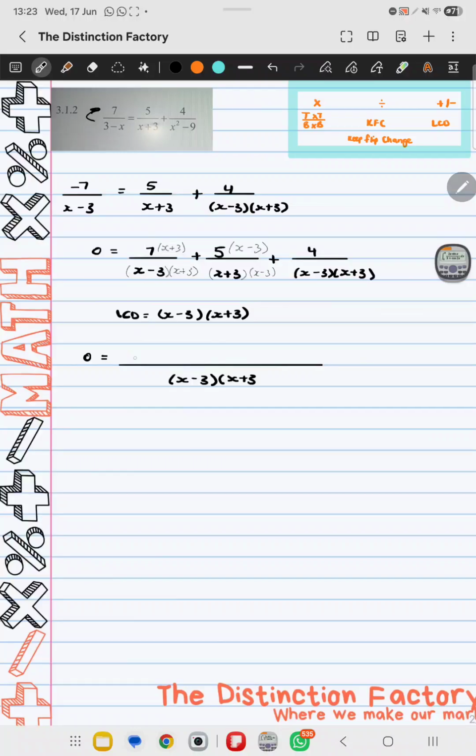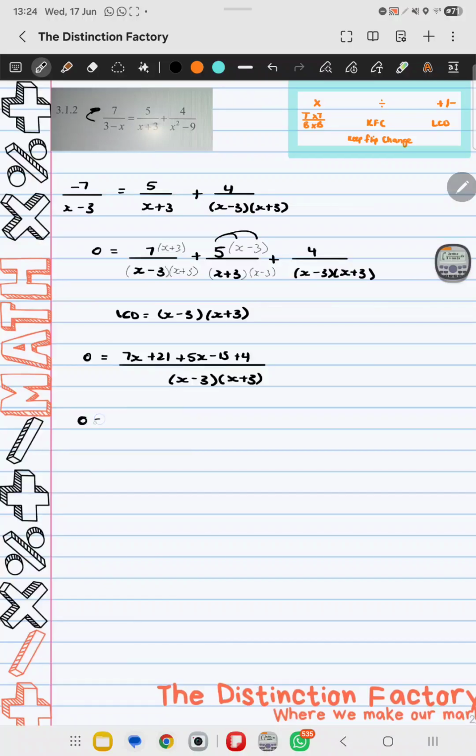So we can take the 7 and multiply it out. So it becomes 7x and a positive 21. We'll take this 5 and multiply it out. So that becomes a positive 5x and a negative 15. And then that 4 kind of just stays the same. And that's our new numerator.